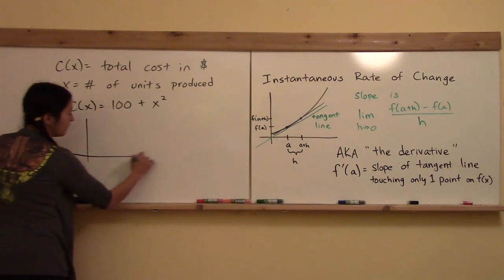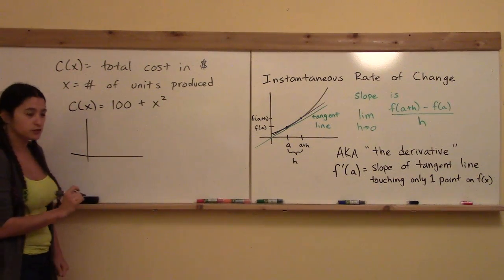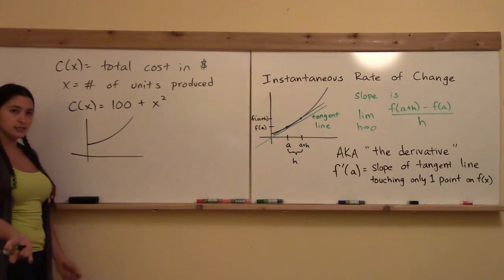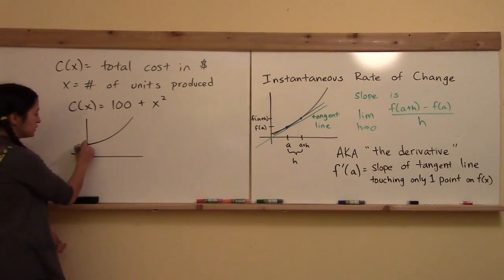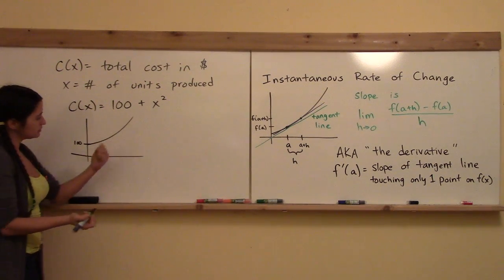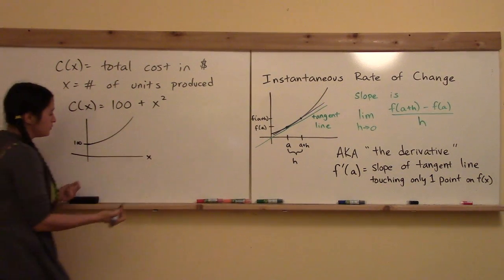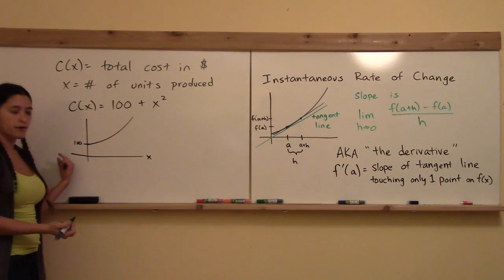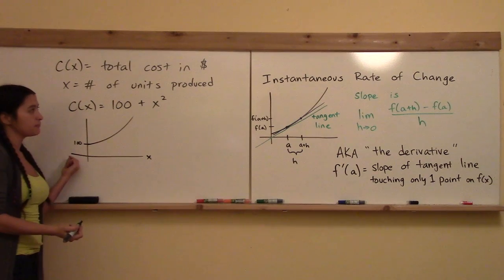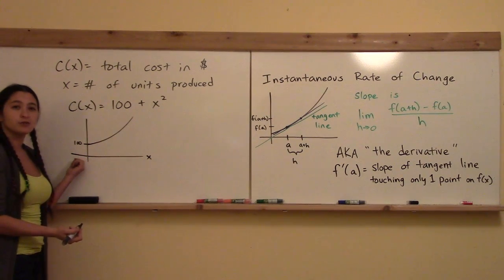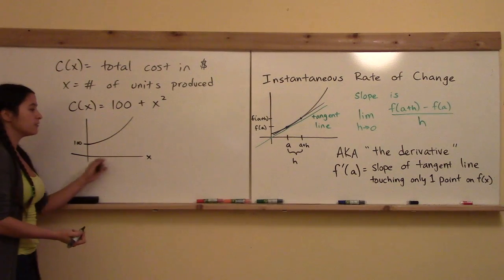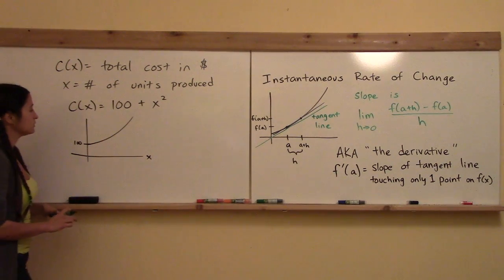Might as well take a graph of this. Keep in mind, a graph is very useful for a lot of different cases. And you can see that this is going to be a parabola, which starts when x equals 0 at $100 and then increases in its parabolic form. And notice that I have not drawn it for negative x because in this application, it doesn't make sense to produce negative units. So I'm only drawing it in the domain here from 0 to infinity, including 0.